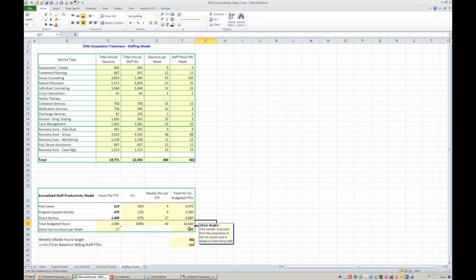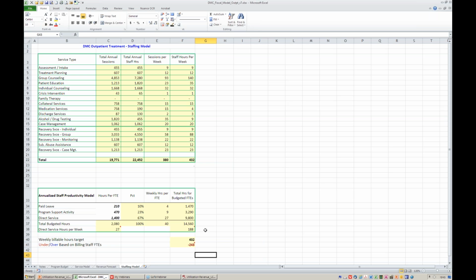And out of 14,560 hours, 67% of that is 188 hours. So that's what your 7 FTEs boil down to, what they can provide in the course of a week. And up here we calculate 432 hours. So you're short here.